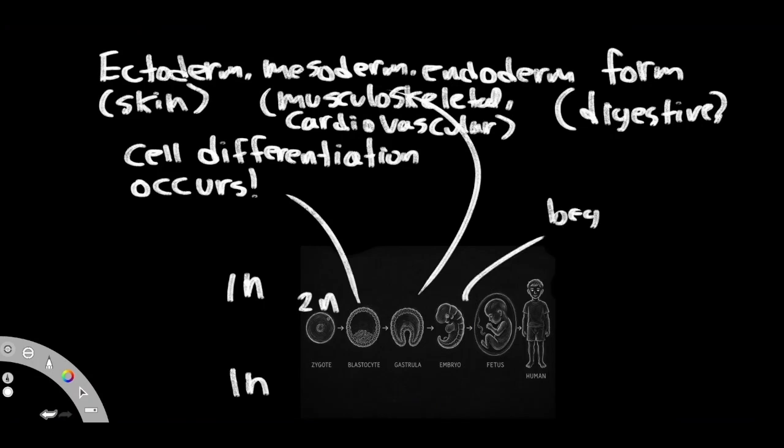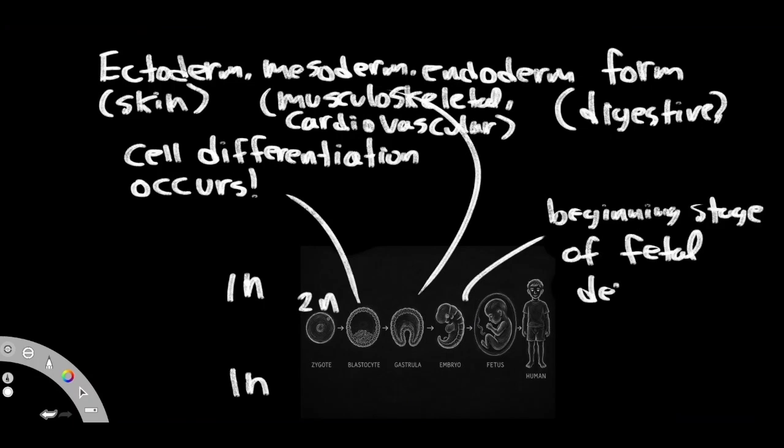And the embryo is like the beginning stages of finally that fetus, okay, of fetal development. And then the fetus continues to grow and grow and grow and is now very, very close to being birthed out and continue to grow into a full-fledged human being outside of the womb.